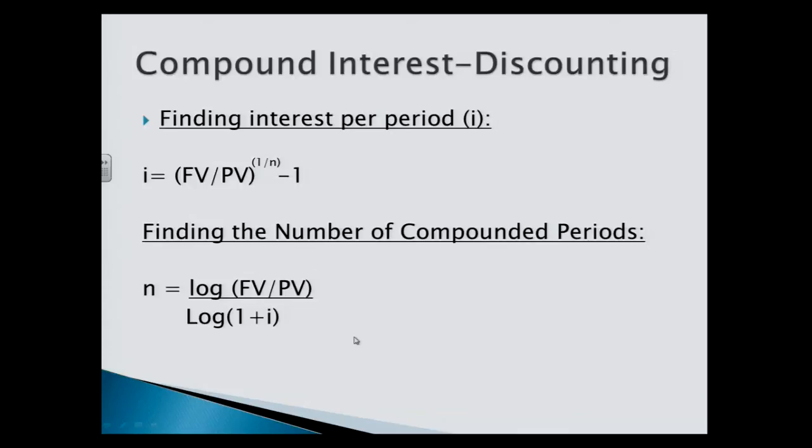Here's the formula for solving for n, total number of periods. Log of future value divided by present value, divided by log of 1 plus I. When you get n, you do not leave the answer as n. You've got to divide by the number of periods per year. You don't say, oh, I have 6 more periods to pay off my car. No, you might say a year and a half.